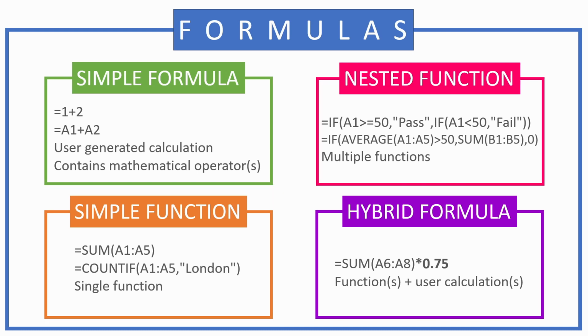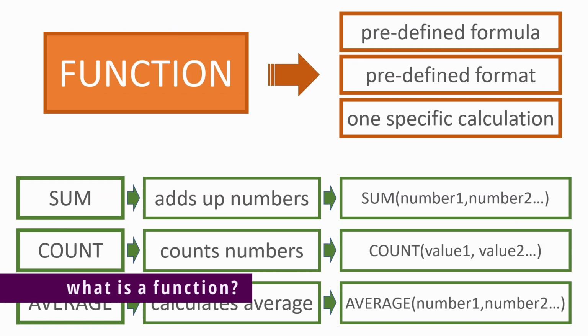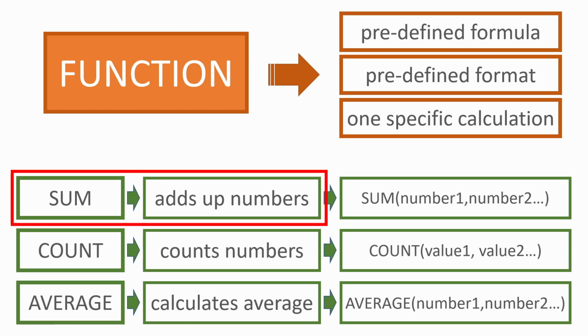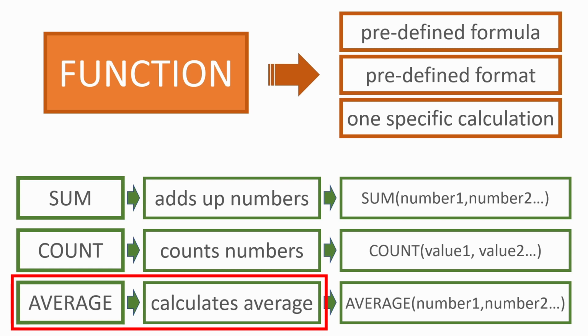The last type of formula, the hybrid formula as I like to think of it, is just a combination of the others. So if you understand the other formula types, then you'll automatically understand hybrid formulas. So what exactly is a function? A function is a predefined formula in a predefined format that performs one specific calculation. For example, the sum function only adds up a defined set of numbers. The count function only counts numbers in a defined set of data, and the average function only calculates an average from a defined set of numbers.